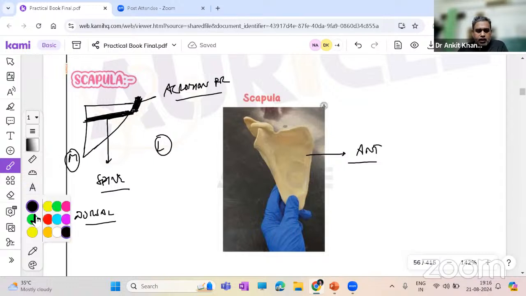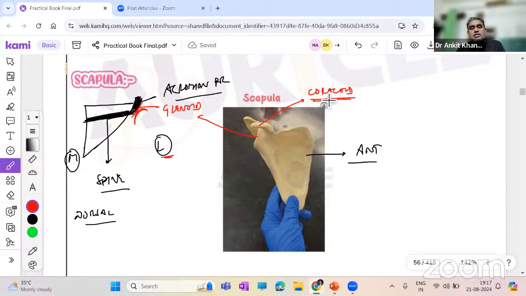Then obviously over here it is going to be articulating with the humerus, the head of humerus. So in this area, the scapula will have a concavity, a sort of socket, which is known as the glenoid cavity, as you can see over here as well. It is present on the lateral aspect. And finally, we have this coracoid process also, as you can see over here. This is the coracoid process, an atavistic epiphysis.